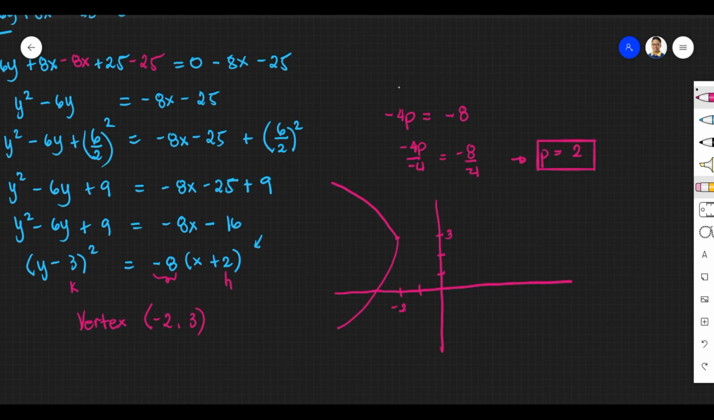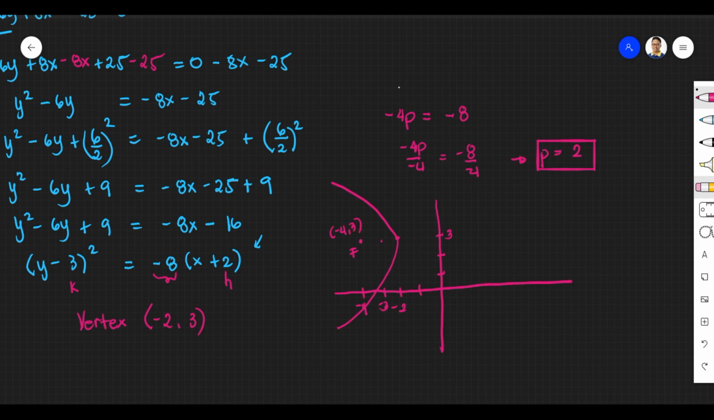This means to say that from the vertex, you're going to move 2 units to get to the focus. Negative 3, negative 4. So from this vertex here, move 2 units to the left. 1, 2. This follows that this is our focus. And the ordered pair that we can see in this point here is negative 4, 3.